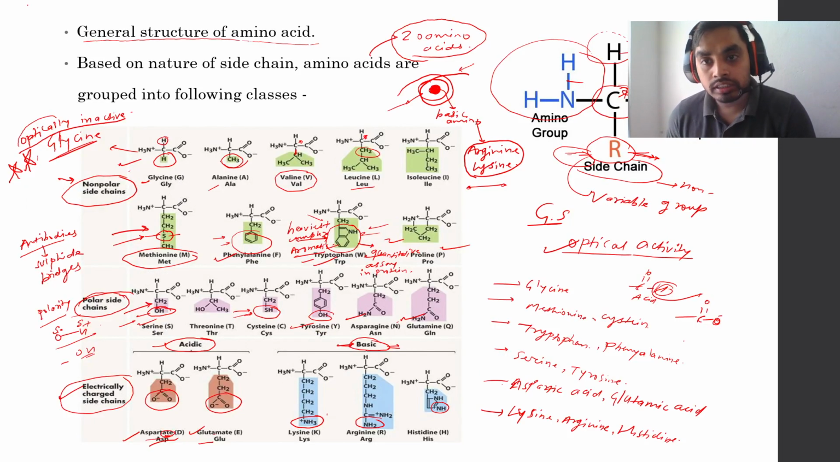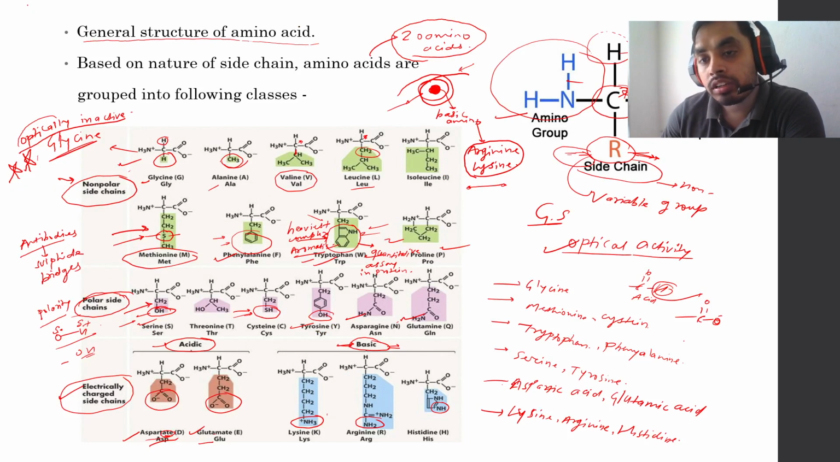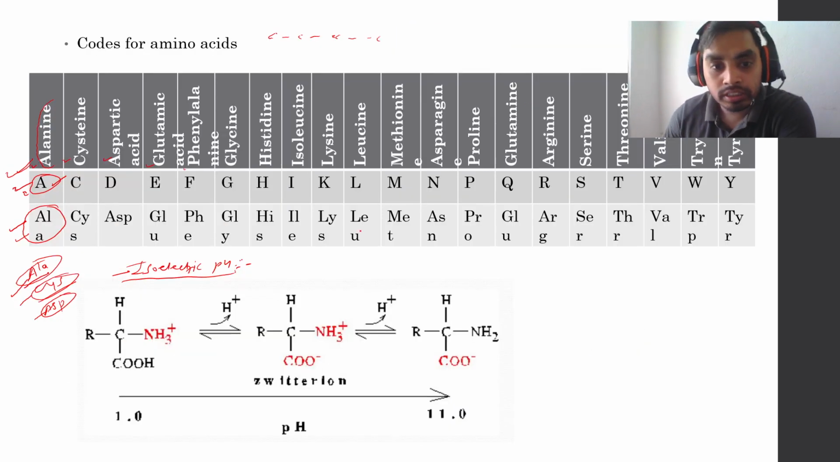So we have learned in the structure of amino acid that there is an amine group and there is a carboxyl group. These are not present like this. These are basically present like this. The amine group receives an extra hydrogen and has a positive charge, and this carboxyl group loses a hydrogen and becomes negatively charged.